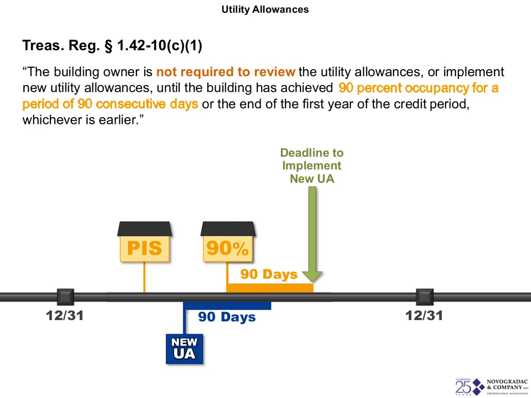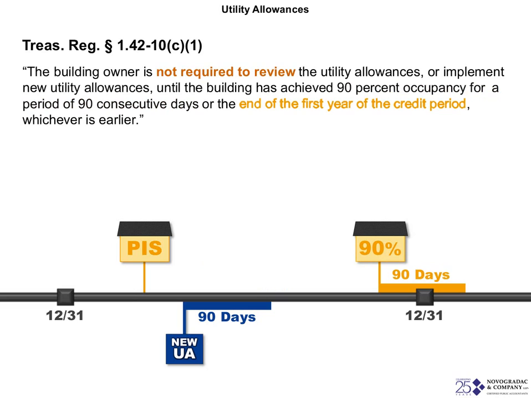What if, however, our 90% occupancy happens just before the start of the new year and they reach that 90 consecutive days of holding that occupancy after the new year? Well, again, that Treasury regulation states that the building must achieve 90% occupancy for a period of 90 consecutive days or the end of the first year of the tax credit period, whichever is earlier. So in this case, the deadline of the implementation for this utility allowance is going to be the end of that first year.